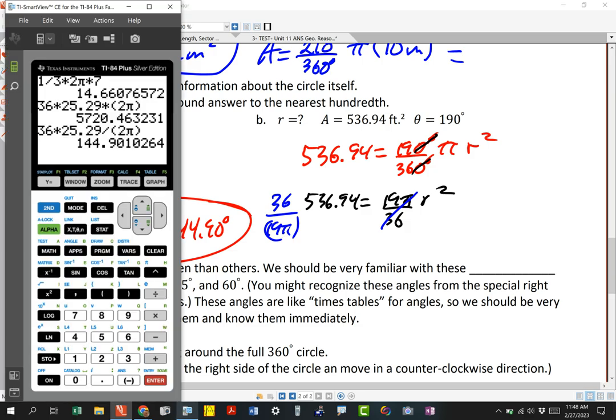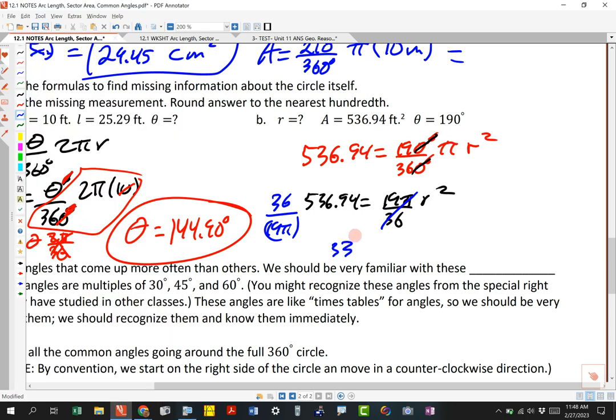So let's throw that in the calculator and see what we get. 36 times 536.94, and then we're going to divide by, it's got to go in parentheses, 19 pi. So 323.8357. Oops, it's a big ring. Oh yeah, it's squared. You've got to do the square.